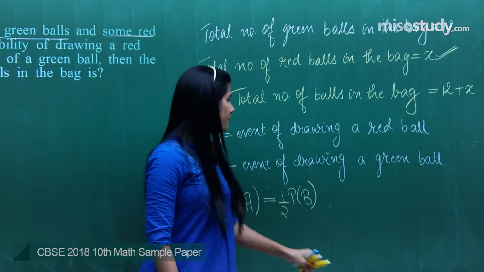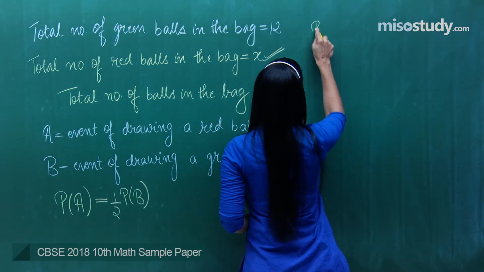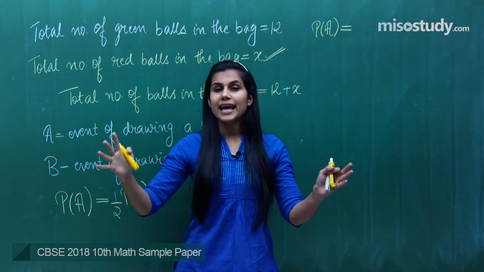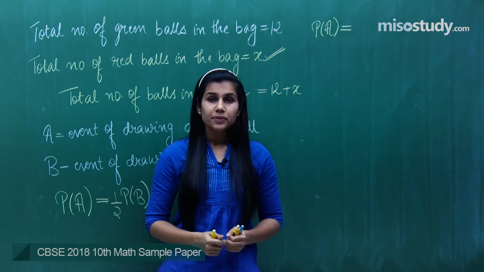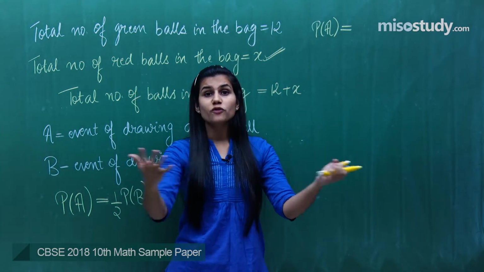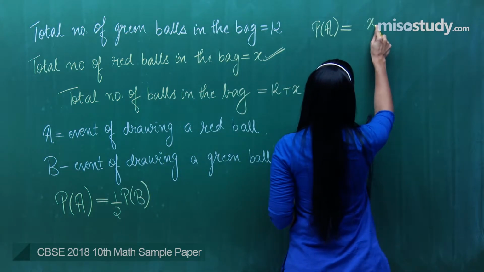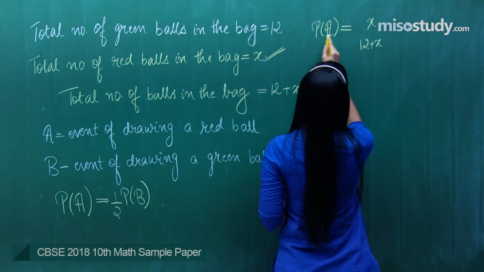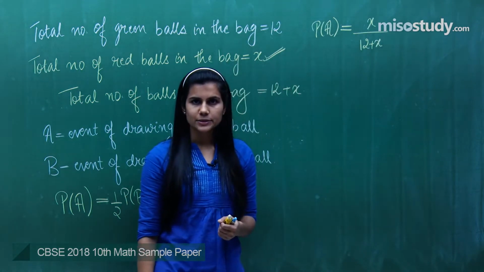So, what is the probability of drawing a red ball? Probability of drawing a red ball. So, among 12 plus X number of total balls, X is the number of red balls. That means number of favorable outcomes is X and number of total outcomes is 12 plus X. So there are only X red balls out of 12 plus X total number of balls. So probability of drawing a red ball is X upon 12 plus X.